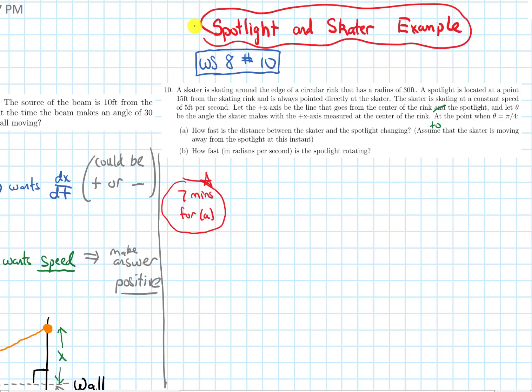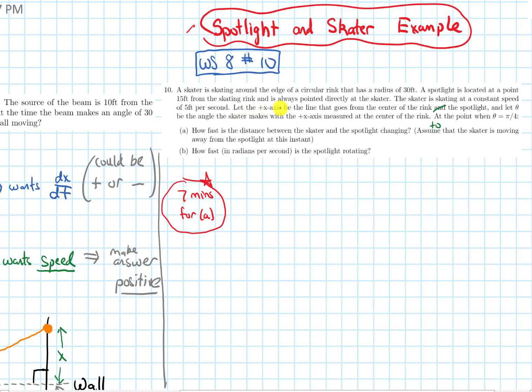In this discussion video, we will do a related rates example involving a spotlight and a skater. This is problem number 10 from worksheet 8, and it says, a skater is skating around the edge of a circular rink that has a radius of 30 feet. A spotlight is located at a point 15 feet from the skating rink and is always pointed directly at the skater. The skater is skating at a constant speed of 5 feet per second.